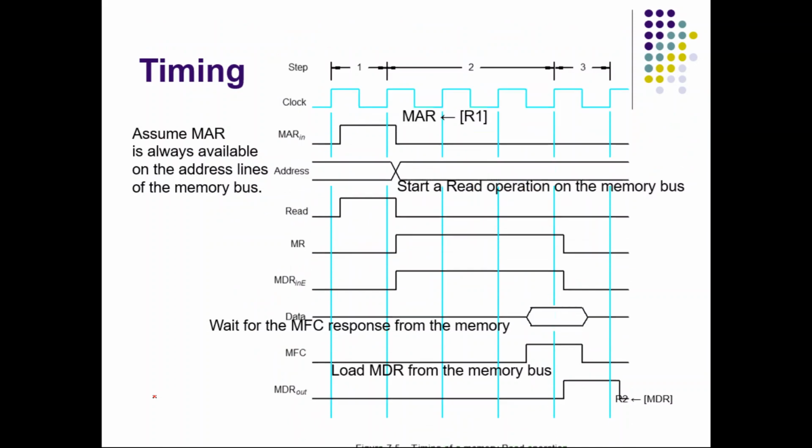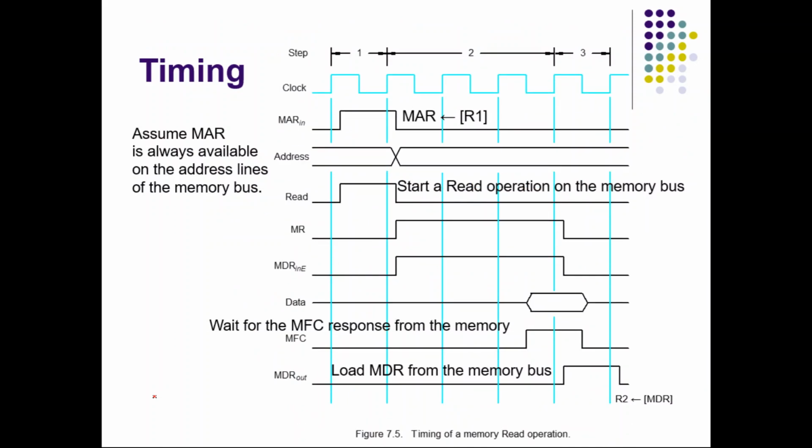Whatever we have discussed is shown here in a timing diagram. This is the clock pulse. Initially the address from which you want to read the data will be stored in MAR. So when you give this instruction, when the content of R1 is moved to MAR, MAR gets activated by that time.